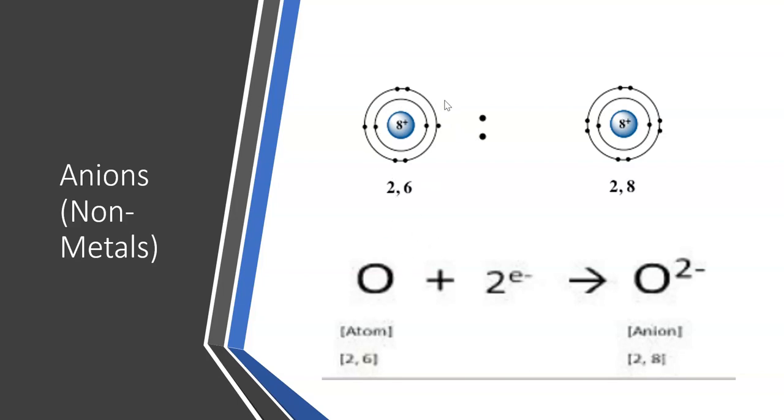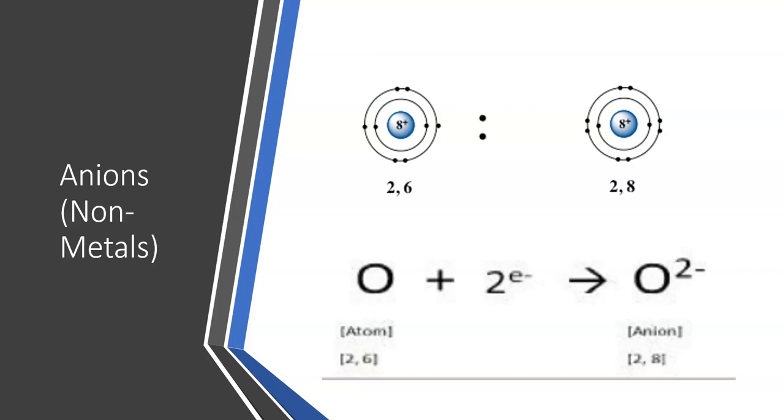We've got oxygen. Okay, now as you can see, oxygen's got 6 electrons in its outer shell. It wants to make a full outer shell, okay? So it's going to gain 2 more electrons. And by gaining 2 electrons, it's now got 2 extra negative charges. Okay, so our oxygen then becomes negatively charged.